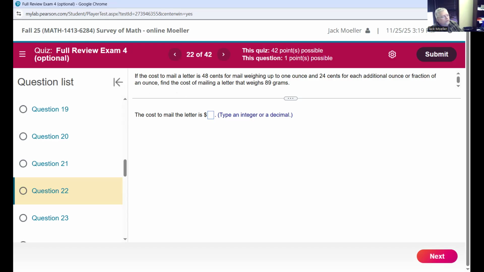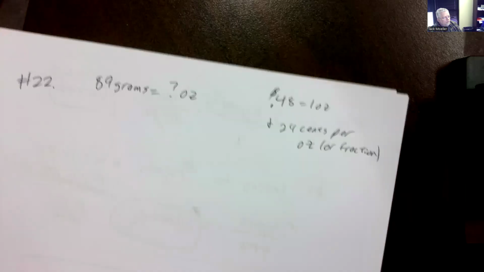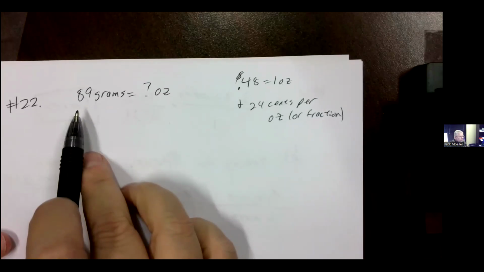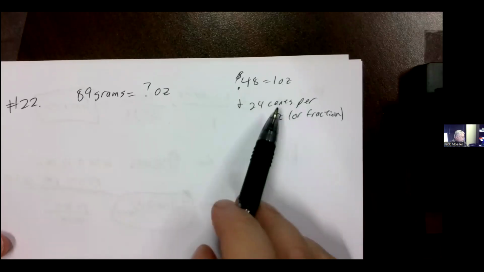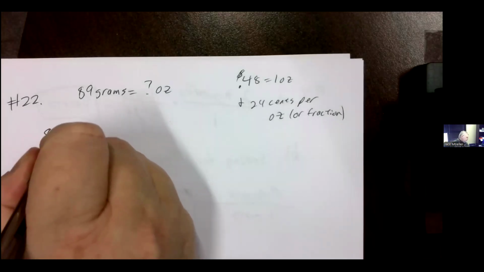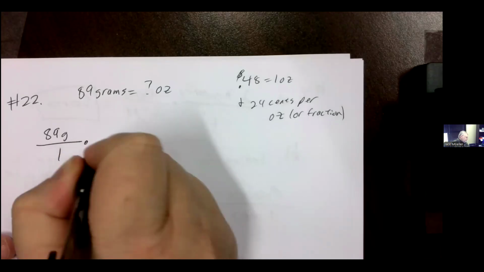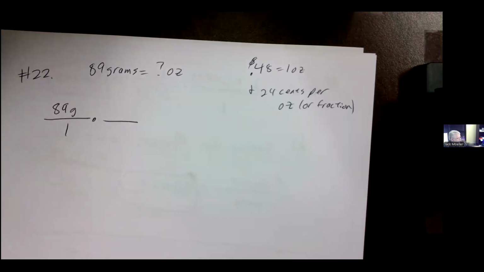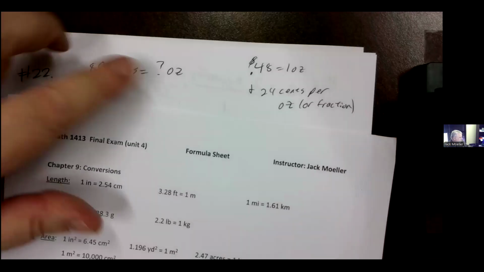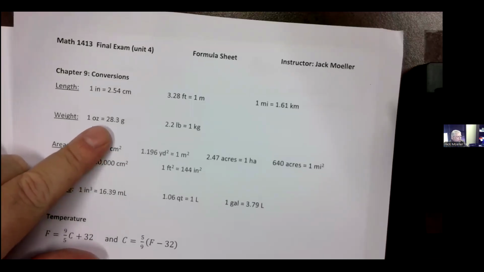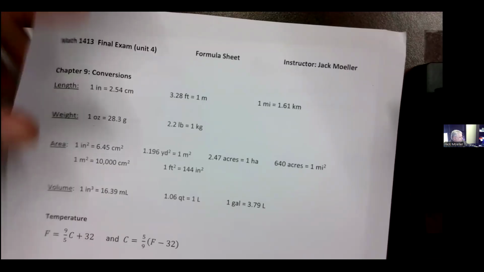All right, so how do we do this? Okay, so we're trying to figure out the cost of mailing a letter that's 89 grams. Like I said, all our costs are in ounces. So the first thing we need to do is figure out how many ounces is 89 grams. Do we know a conversion? Well, it's not in the problem setup. This is metric to English, so that's what I give you the chart for. 1 ounce is 28.3 grams.